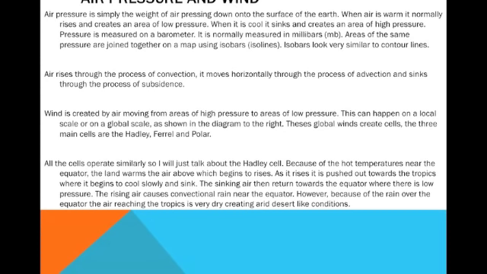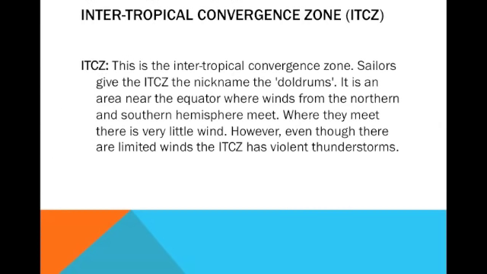The Hadley cell. Because of the hot temperatures near the equator, the land warms the air above, which begins to rise. And as it rises, it is pushed out towards the tropics, where it begins to cool slowly and sink. The sinking air then returns towards the equator, where there is low pressure. And the rising air causes a convectional rain near the equator. However, because of the rain over the equator, the air reaching the tropics is very dry, creating arid desert-like conditions.